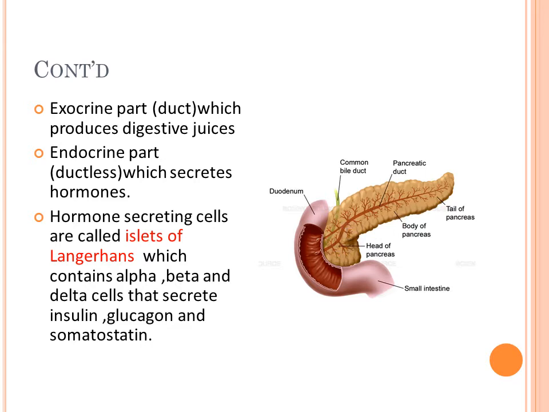These parts contain cells called islets of Langerhans, which in turn contain alpha, beta and delta cells that secrete insulin, glucagon and somatostatin. Here you can see this part is called the head of the pancreas. This is the common bile duct, which passes on the top of the pancreas. It is the body of the pancreas, and this is the tail of the pancreas. Here it is the small intestine, and this is part of the duodenum. In the next slide we will see how insulin and glucagon function in our body. Now, let us move on to the next slide.